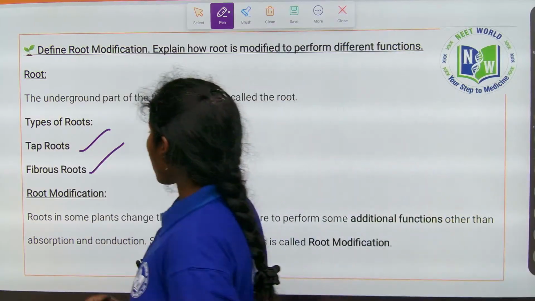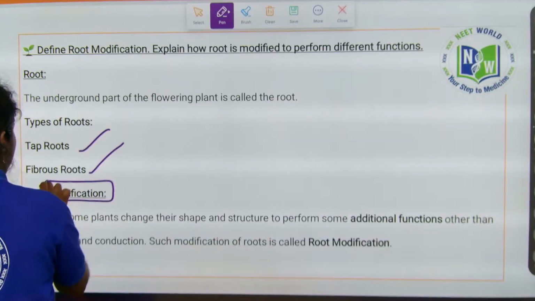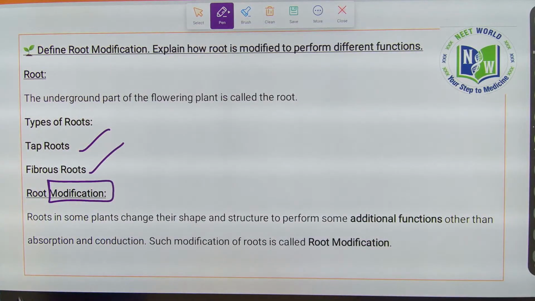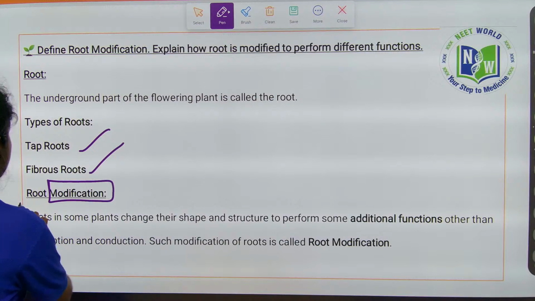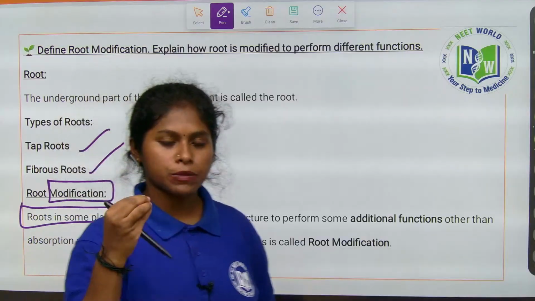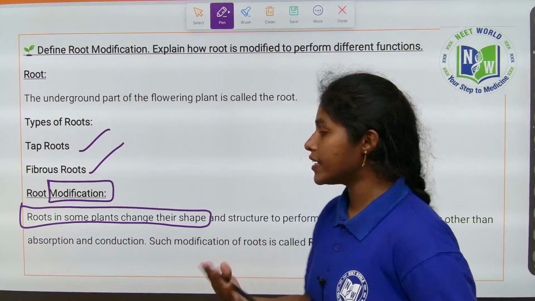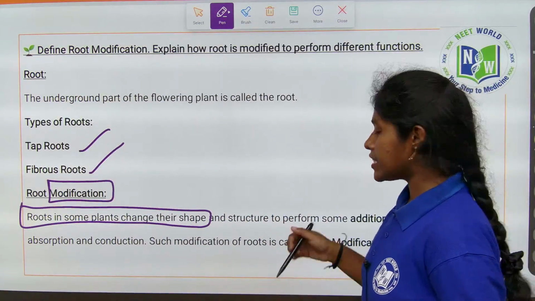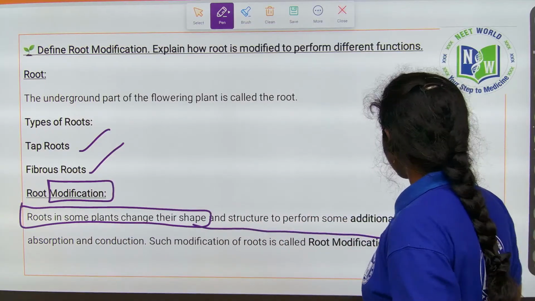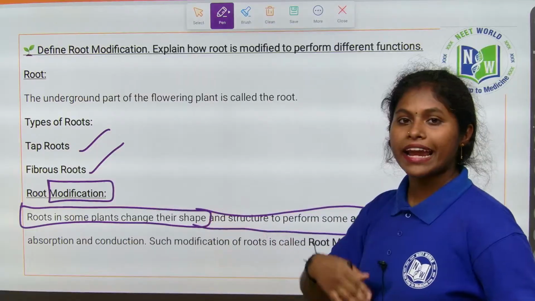Here, why is the modification happening in the roots? What is the purpose, right? To adapt to the situations. See, the roots in some special plants change their shape. Why are they changing their shape? We will see that. They change shape and structure to perform additional functions.